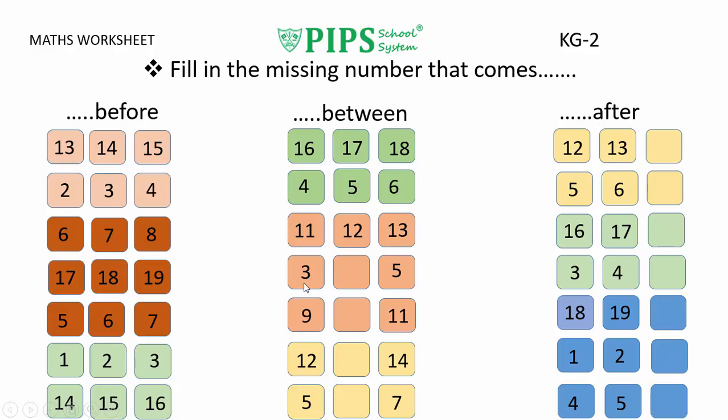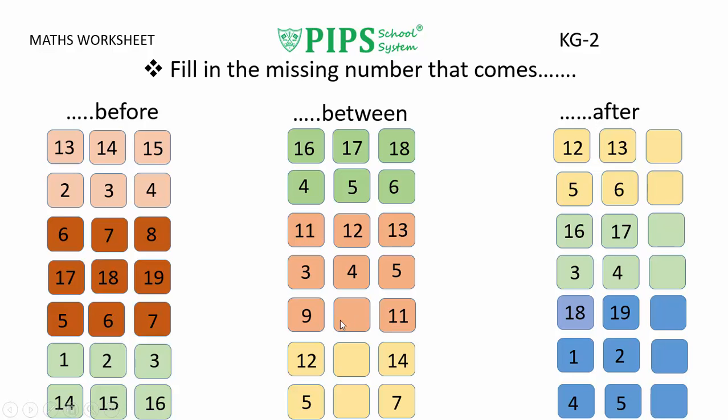Let us find the number which comes between 3 and 5. Start counting from 1. 1, 2, 3, 4. 4 comes between 3 and 5. So we will write the number 4 in the empty box like this. 3, 4, 5.